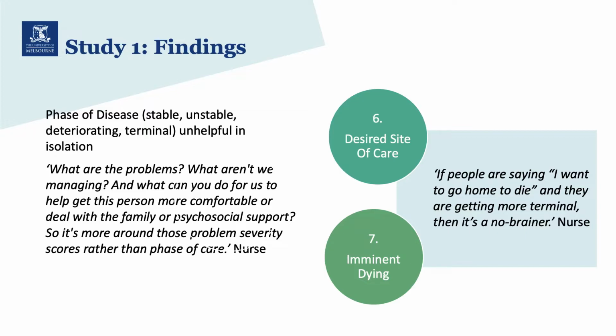And this was linked to the site of care for the patient, but when we teased it out, they really were two separate issues of, was the patient where they wanted to be? Were they distressed about where they were? So were they in hospital and really wanting to be at home, or were they at home and really wanting to be in hospital or hospice? So that's number 6, desired site of care, and then whether or not the patient is imminently dying is number 7. And a nurse here capturing them both. If people are saying, I want to go home to die, and they're getting more terminal, then it's a no-brainer.